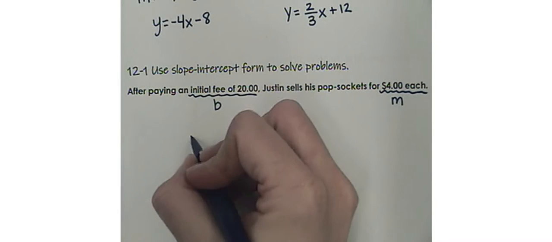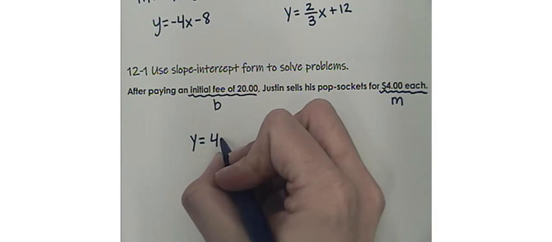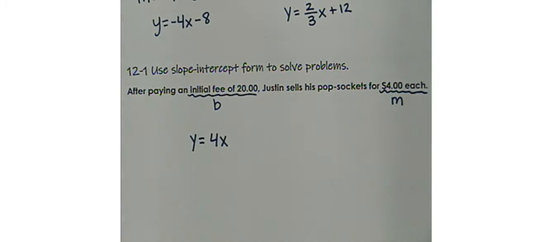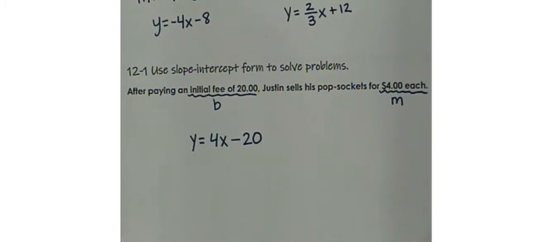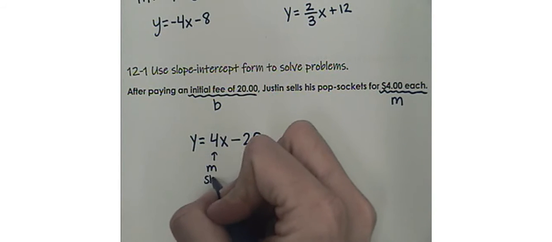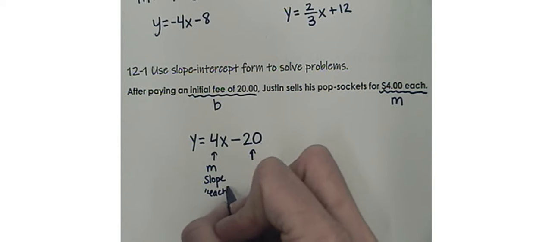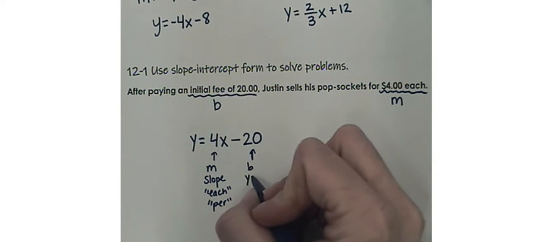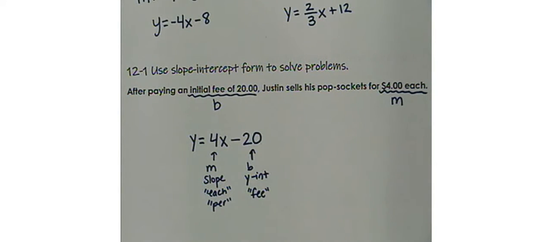So y equals, he earns $4 per pop socket after paying an initial fee of $20. Just a reminder, this is your slope, we look for the word each or per, and this is your b or your y-intercept, and we look for the word fee or like beginning point or starting point.